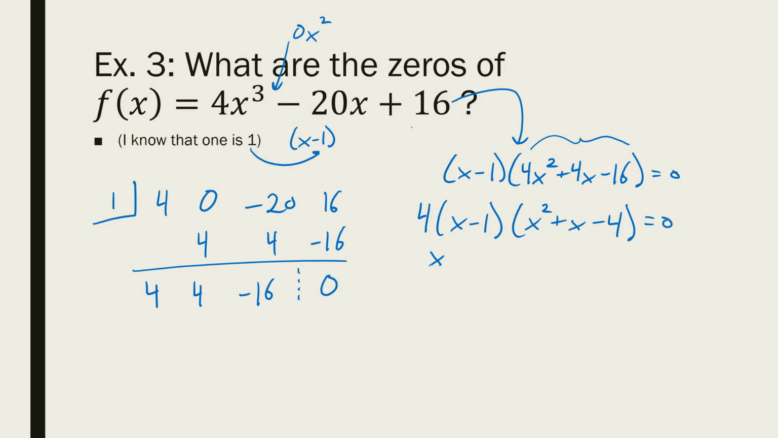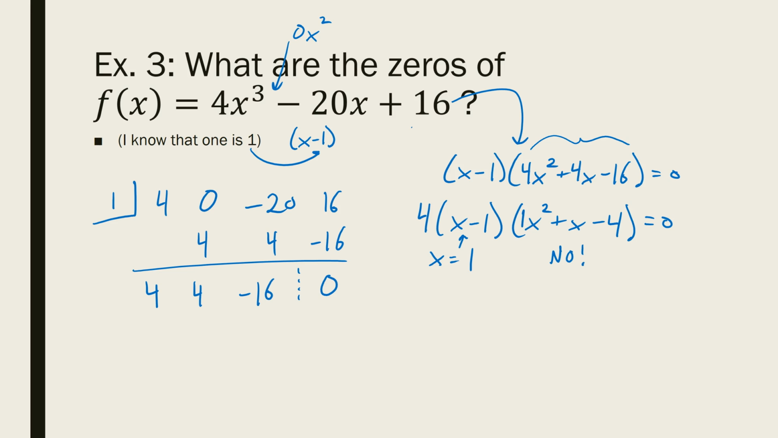Now, here's the issue. I know that this results in a 0 of 1, but I need to find the zeros from here. Can I factor that? Well, since there's a lead coefficient of 1, I'm looking for things that multiply to negative 4 and add to 1. Nothing does that. So does that mean there are no zeros because this can't factor? No, even though it can't factor, I still know how to solve quadratics.